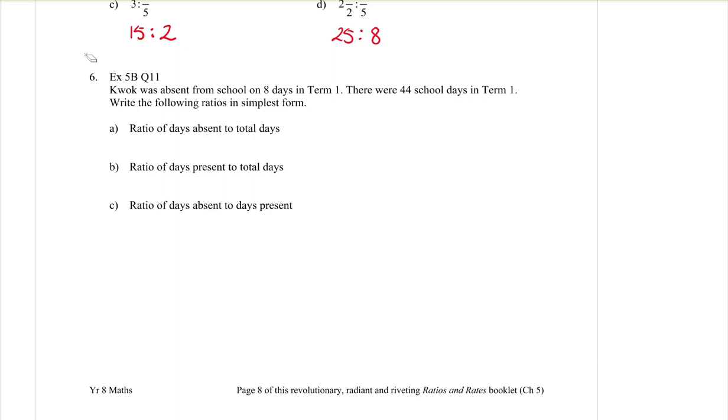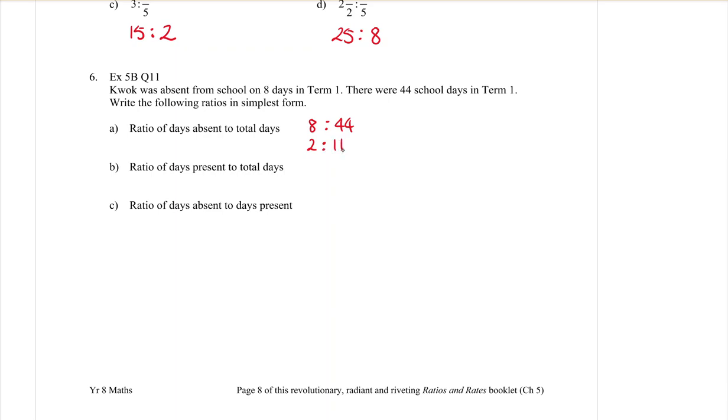Well, I'm assuming that was a he, but anyway, he was absent for 8 days, and the total number of days was 44. Okay, so there's my ratio, but I have to simplify it. What can I divide by? 44 doesn't divide by 8. 4. 2 would work, but 4 is bigger. Dividing by 4, 8 divided by 4 is 2, and 44 divided by 4 is 11.